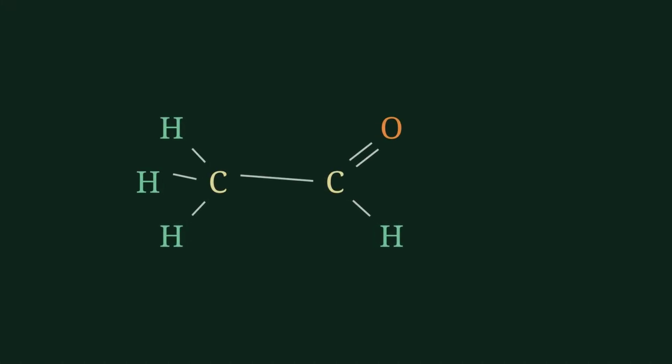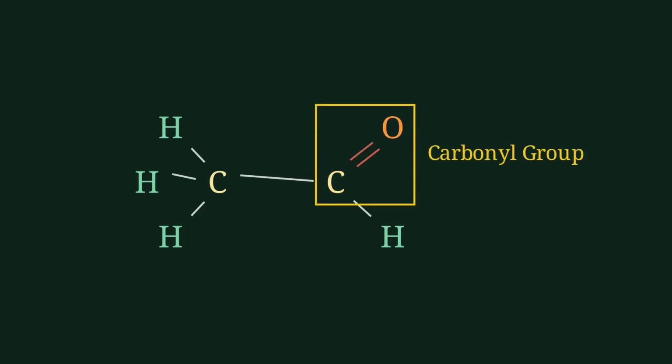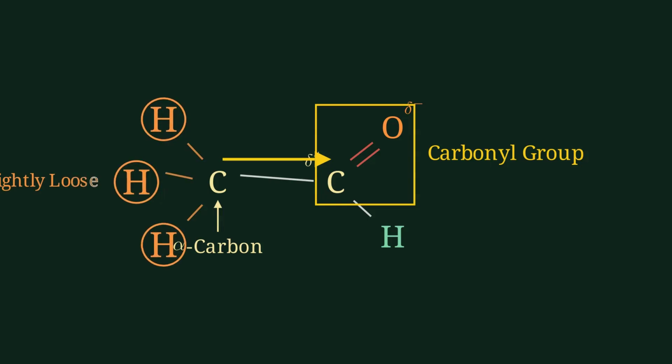Let's look at our acetaldehyde molecule. Notice the carbon double bonded to the oxygen, that's the carbonyl group. It's greedy for electrons, pulling them away from the neighboring carbon, which we call the alpha carbon. This makes the hydrogens attached to that alpha carbon slightly loose.